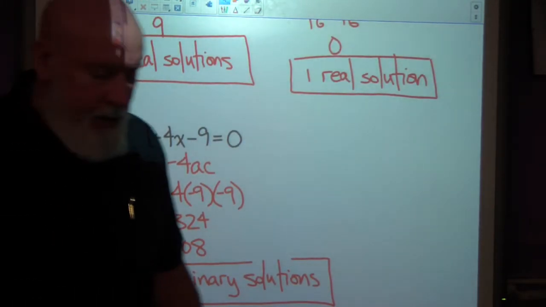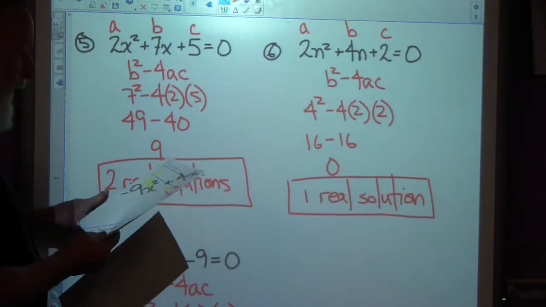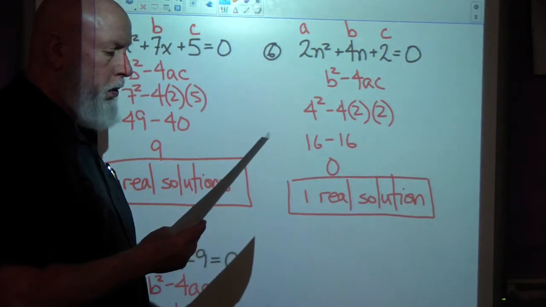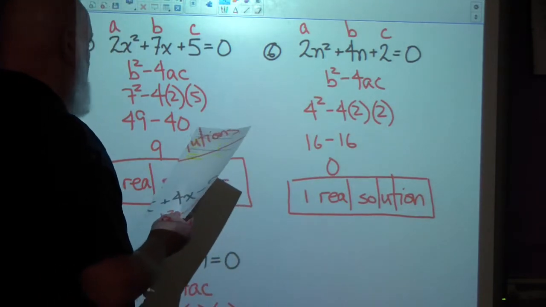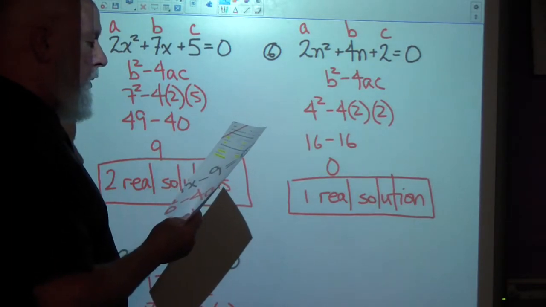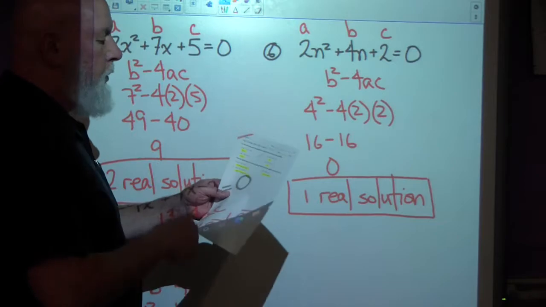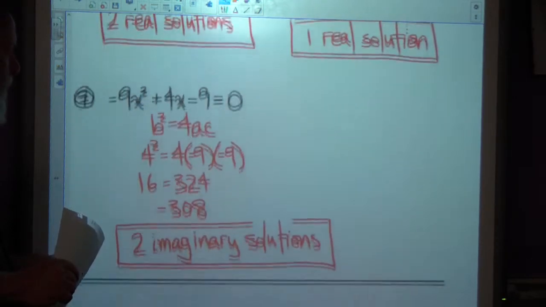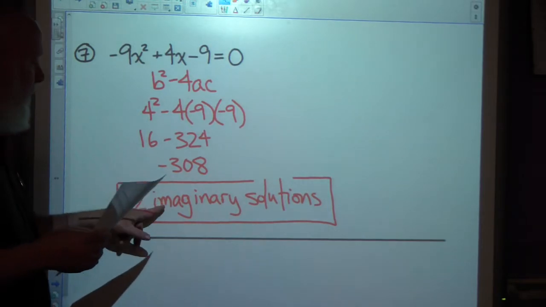Now let me check and see if I've made a mistake. Number 5, 2 real solutions. Number 6, 0 real solutions. There should be 1 real solution. Oh, I'm looking for the wrong one. 1 real solution. Yay, that's correct. I was scratching my head over that one, thinking, what's wrong there? It was correct. And number 7 is negative 308, 2 imaginary solutions.